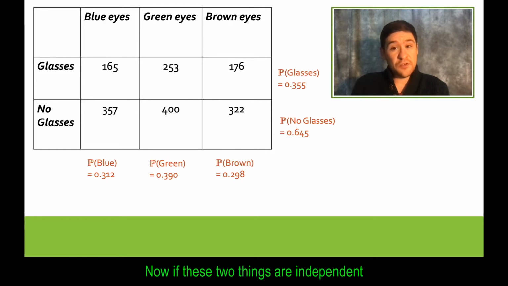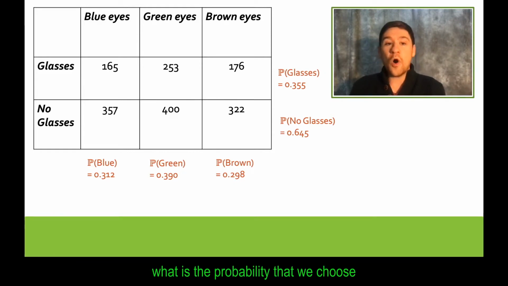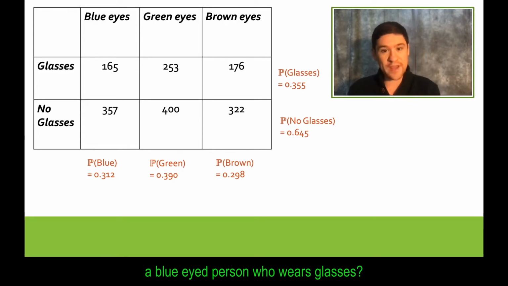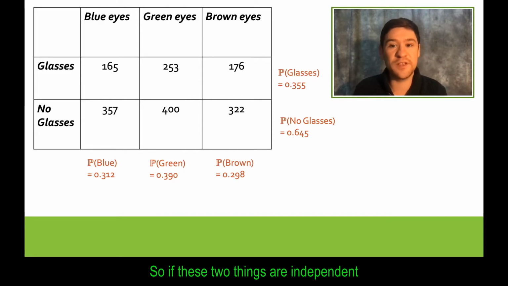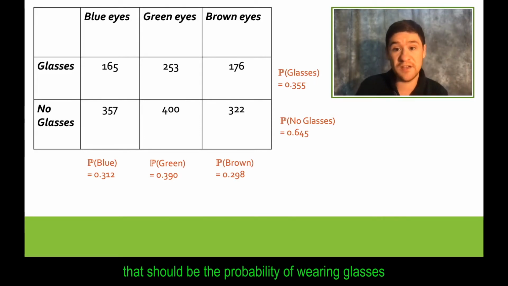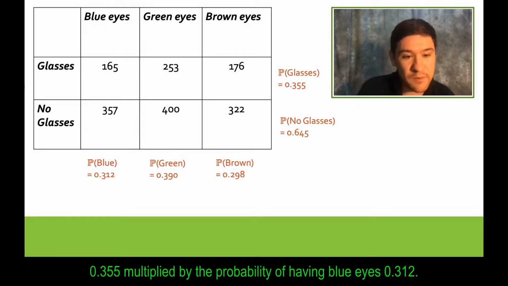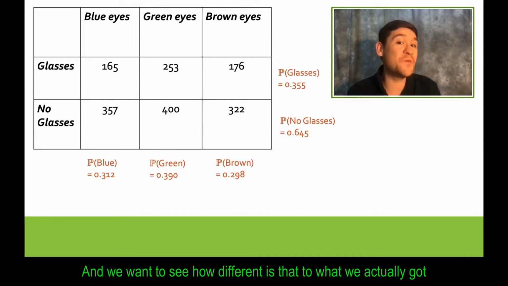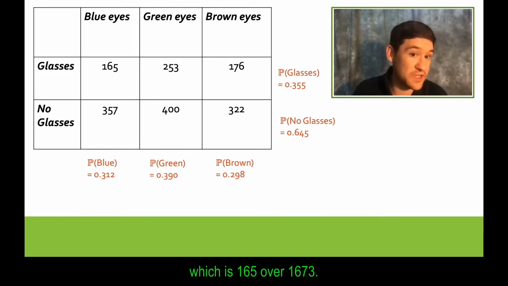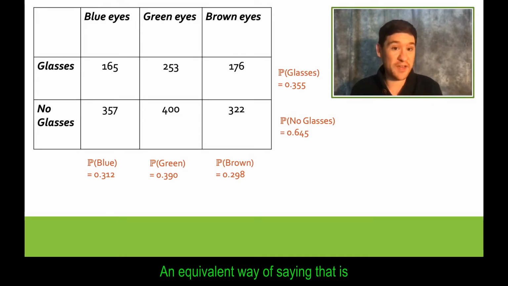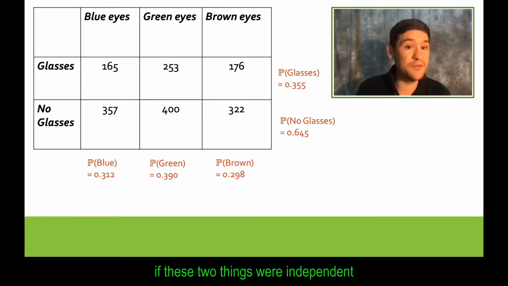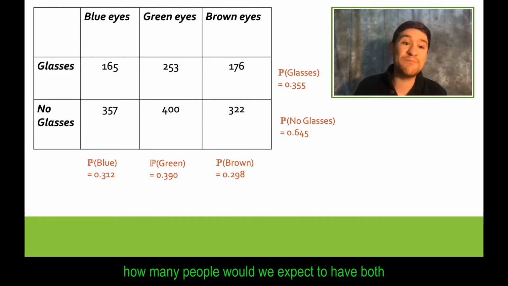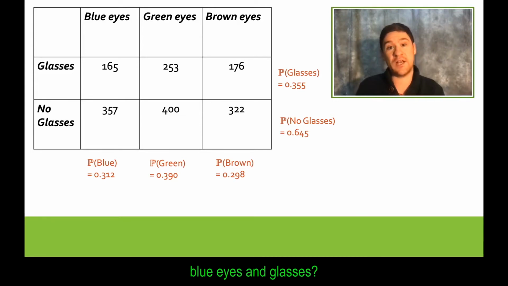Now, if these two things are independent, what is the probability that we choose a blue-eyed person who wears glasses? That should be the probability of wearing glasses, 0.355, multiplied by the probability of having blue eyes, 0.312. And then we want to see how different is that to what we actually got, which is 165 over 1,673. An equivalent way of saying that is, if these two things are independent, how many people would we expect to have both blue eyes and glasses?